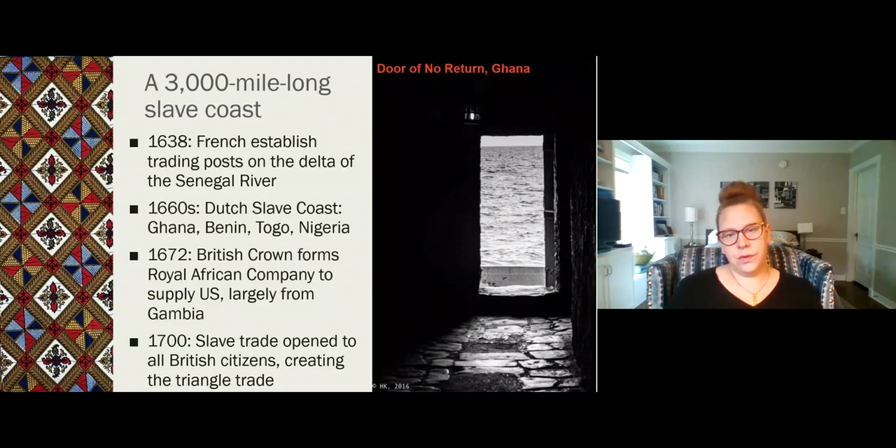This is a picture of the door of no return at the slave palace in Ghana. If you were an African person who had been kidnapped by a slaver, you would get shoved into the slave palace, where you would sit in a dungeon for days, weeks, or months until they lined you up at this door. This was the last you saw of your homeland. They put you on a ship and sent you across the ocean. Remember, no one knew what ever happened to you.